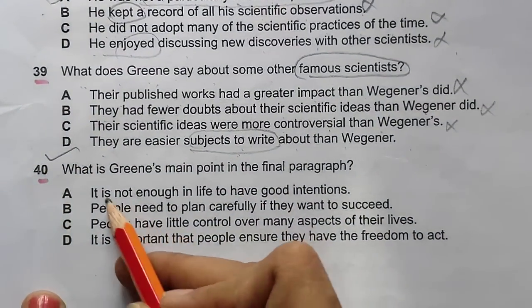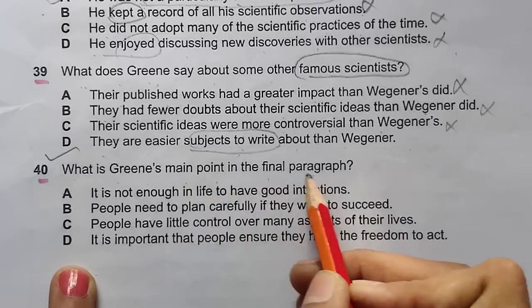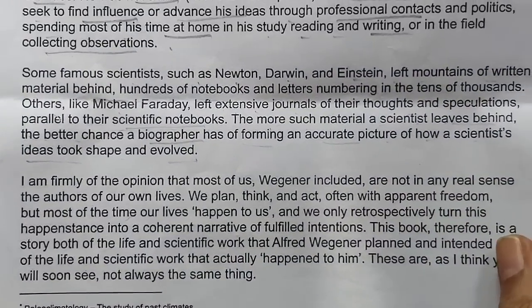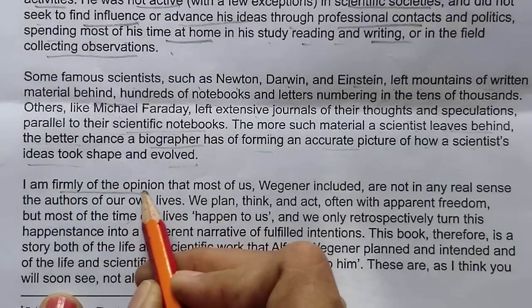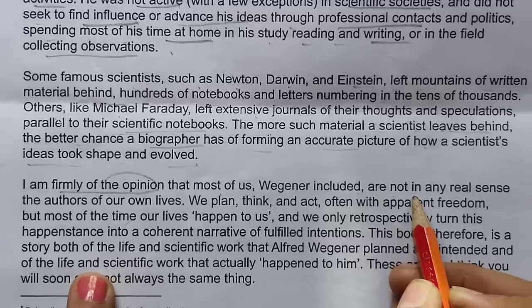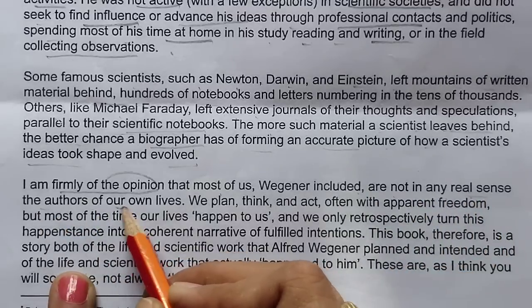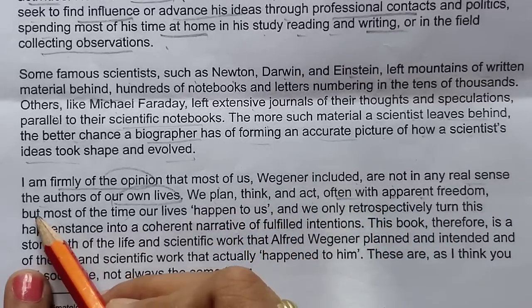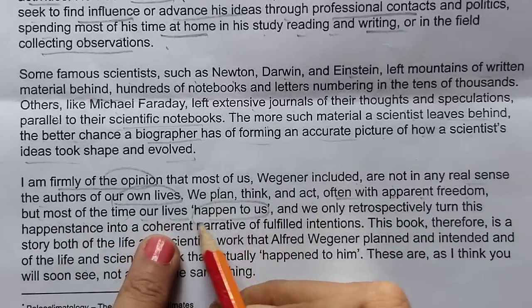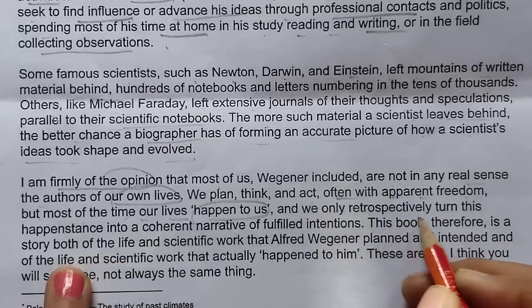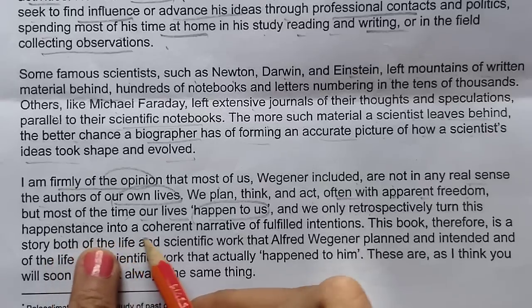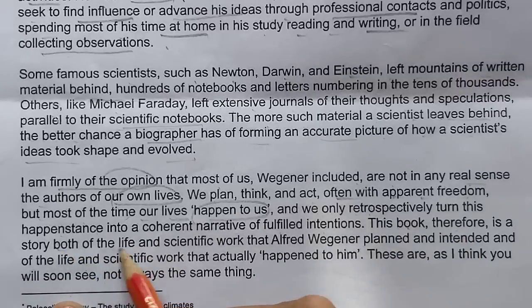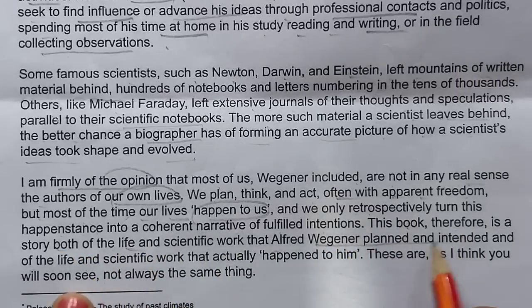Now coming to the 40th, what is the writer's main point in the final paragraph? Final paragraph, main point. Okay, you can see this. I am firmly of the opinion that most of us, Wagner included, are not in any real sense the authors of our own lives. We plan, think and act often with apparent freedom, but most of the time our life happens to us and we only retrospectively turn this into a coherent narrative of fulfilled intentions. This book therefore is a story of both what life did and what Wagner planned and intended.